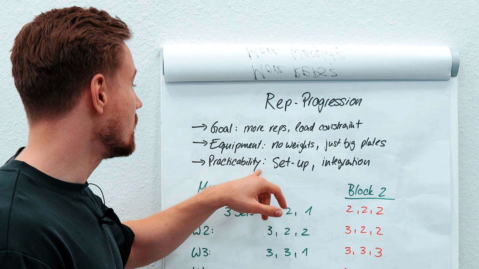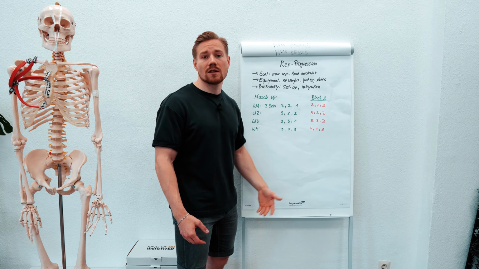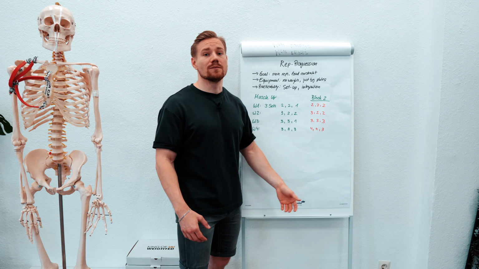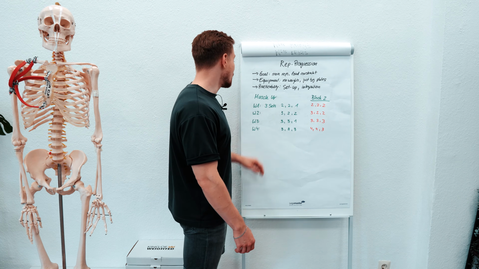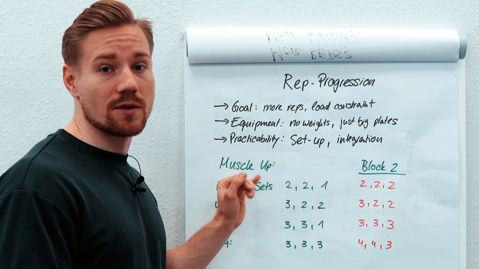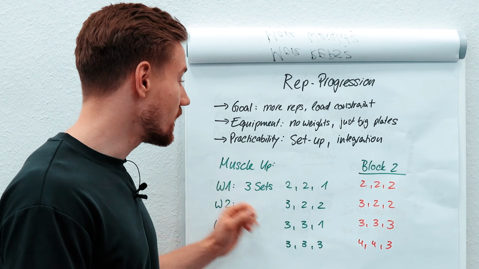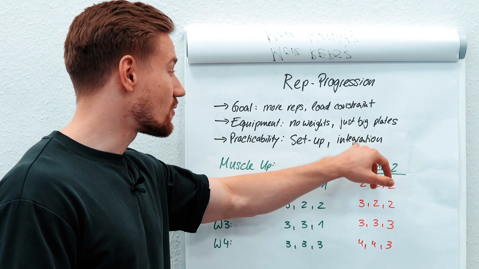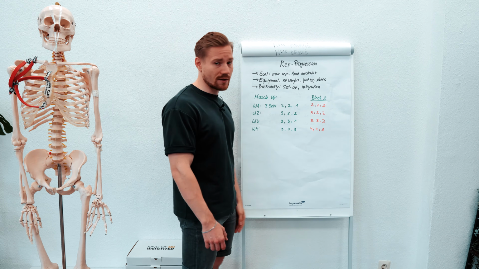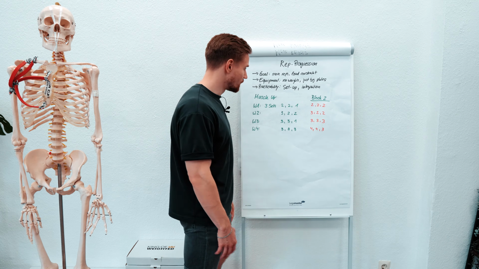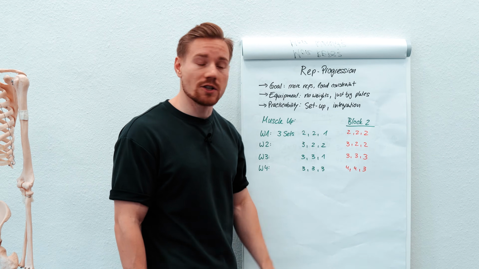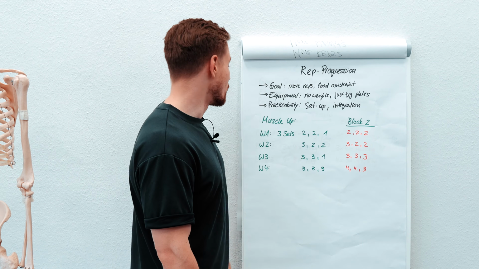And practicability. Maybe the exercise setup does not allow it to be loaded, and the integration in your plan just might not make a lot of sense. Say you don't want to work on a muscle up 1 rep max because you have an AMRAP competition upcoming. So 1 rep max strength integration in that program would not make a lot of sense. It would not be very practicable, you know what I mean. So this could be a possible argumentation for deciding to go with a rep progression.